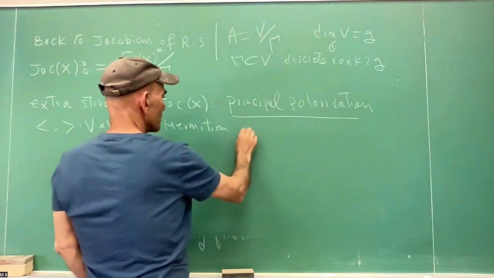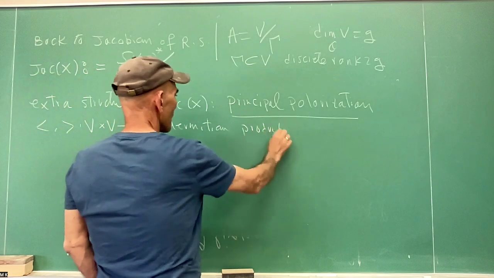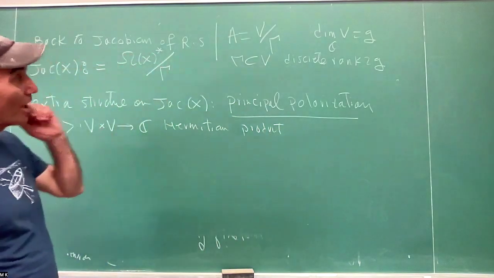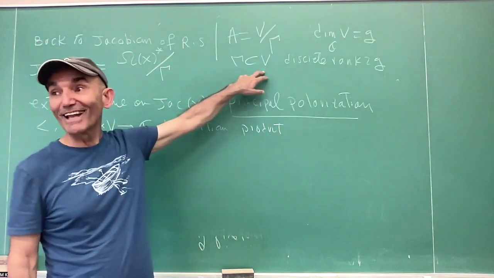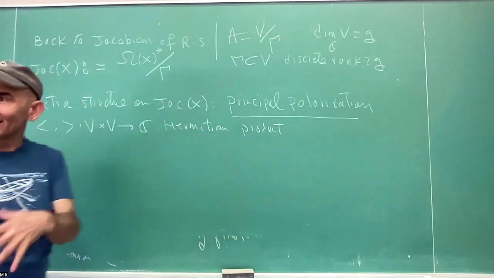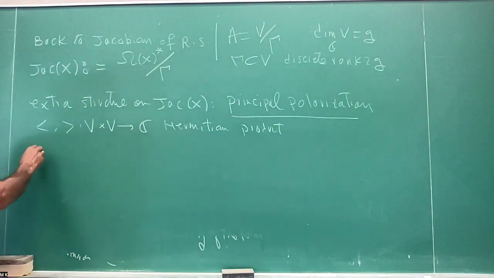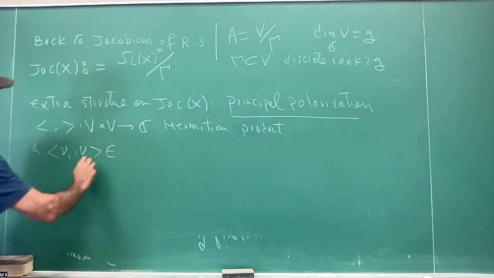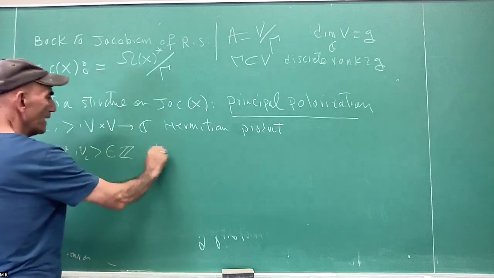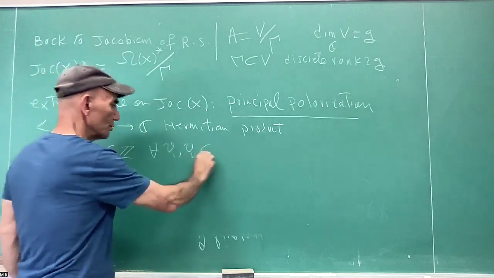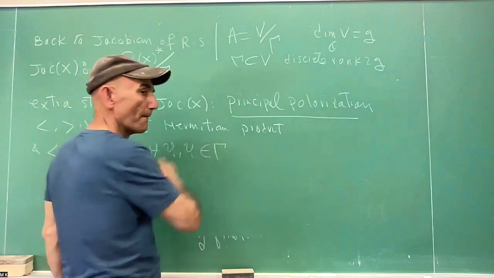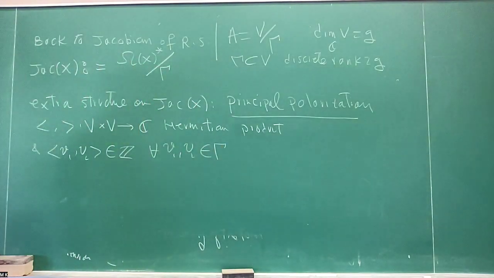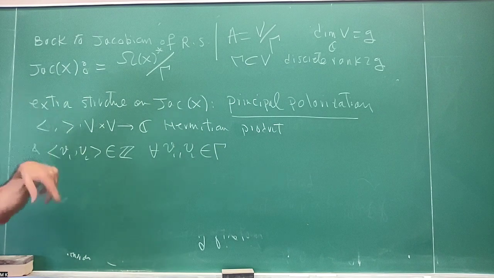Hermitian product. But it is such that it takes integral values on the lattice. The inner product is integer on the lattice, and ⟨V1, V2⟩ belongs to Z for any V1, V2 belonging to Gamma. So this is called the principal polarization. Okay?